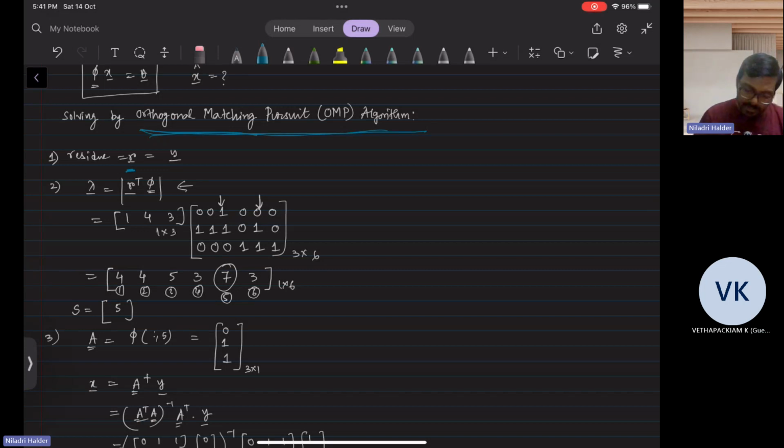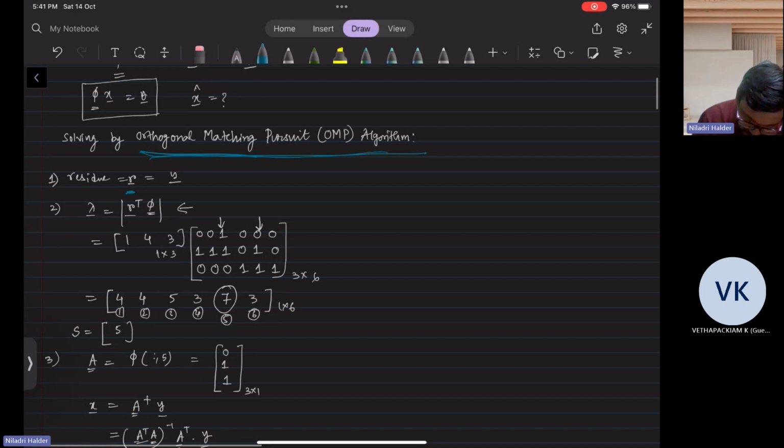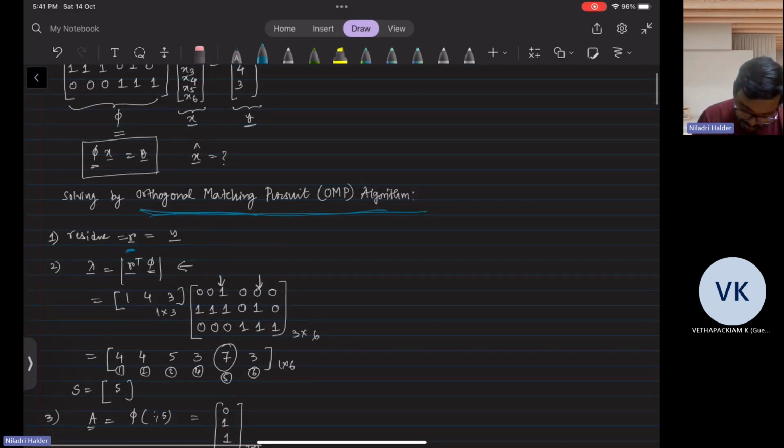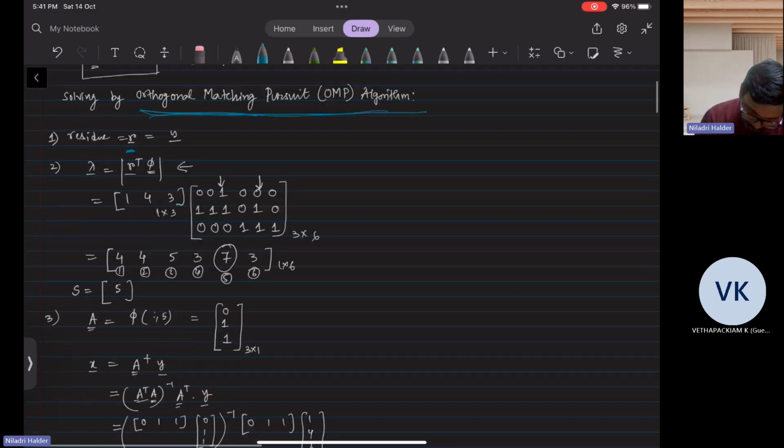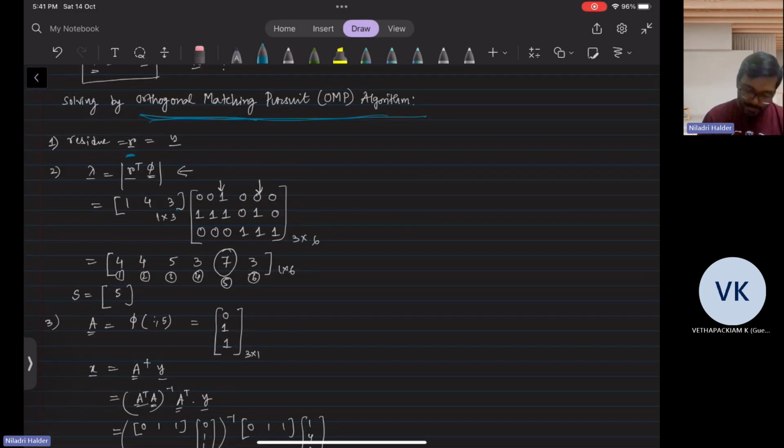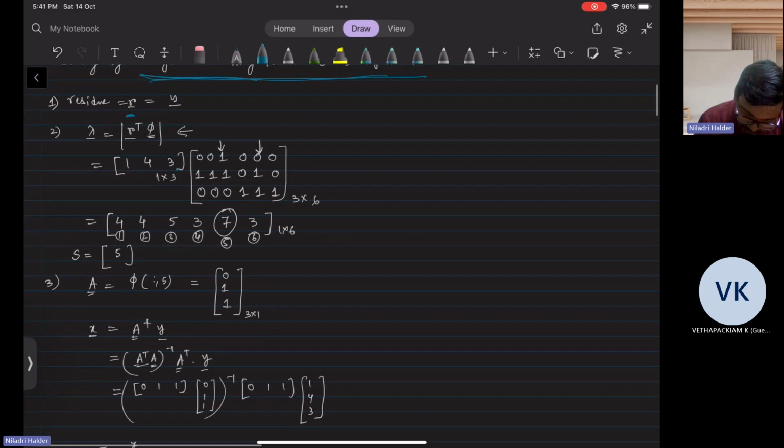Now r is y, so y transpose means 143 times phi. Phi is this matrix. I calculate r transpose phi here, and then I get the r transpose phi vector. So this is the vector: 445 373.